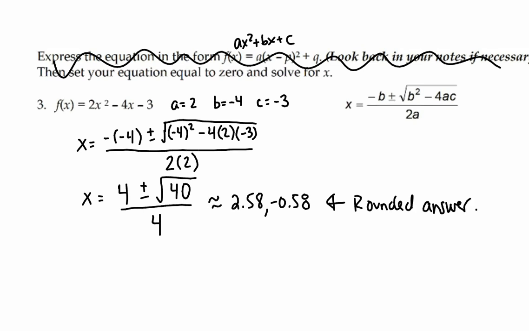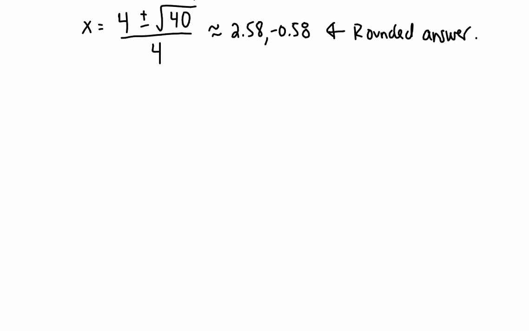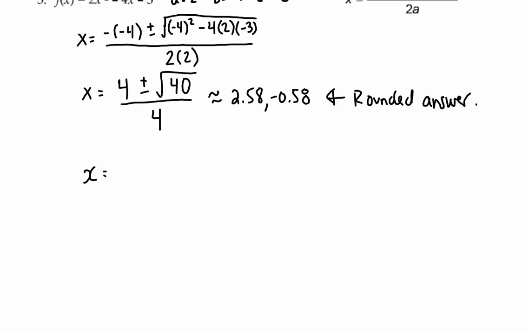Okay, then we have to simplify this more. How can we simplify it? Square root 40. What perfect square goes into 40? 4 times 10. So we can break that into 4 times 10. And if we're breaking it into 4 times 10, that's equivalent to 2 root 10. So root 40 is equivalent to 2 root 10, now we have one more step.